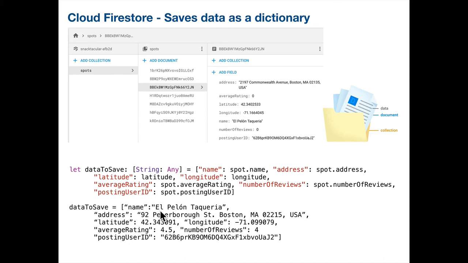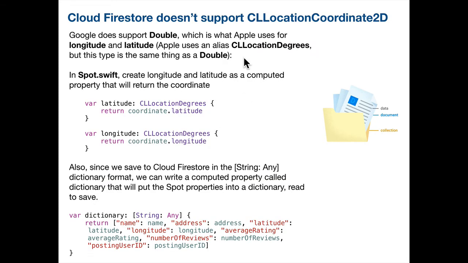So name, El Pelon, address, this is the address, the latitude, the longitude. You can see these are numbers, they're not in quotes. So it gives you a sense of what we've got here. Now, a few things as we get ready to build this out.